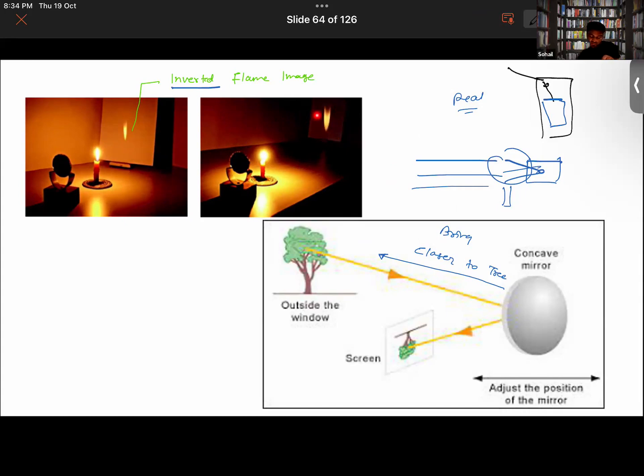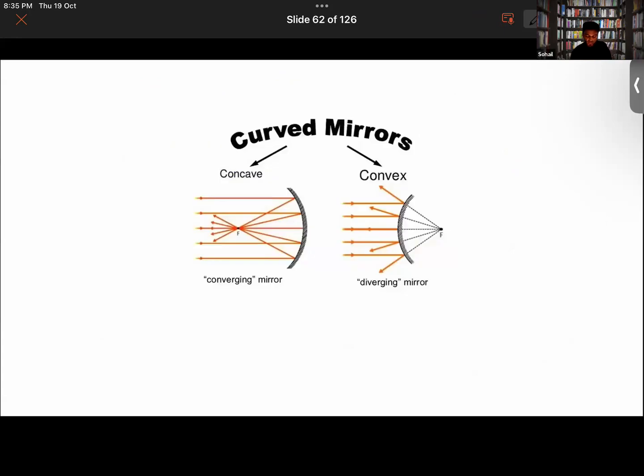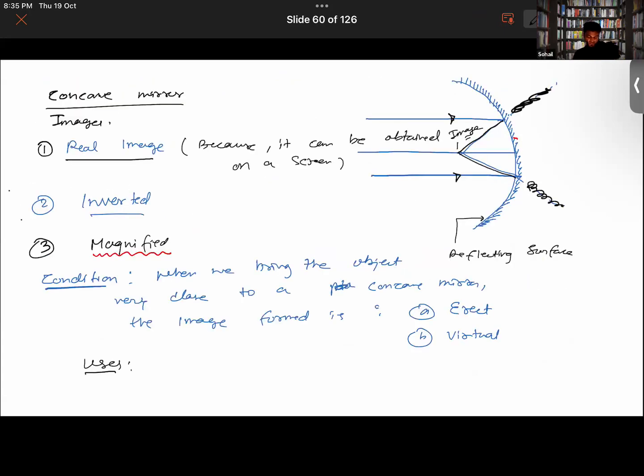And Vaiga, what was the other property of the image? Was it inverted or erect? So it is inverted. Right now it is inverted. Okay. Top-bottom inversion is seen there, right? And the size of the image, generally it's magnified. Generally it's magnified. Okay, in class 9 you will get to see that when objects are placed at different positions, the shape and size of the image formed will change.